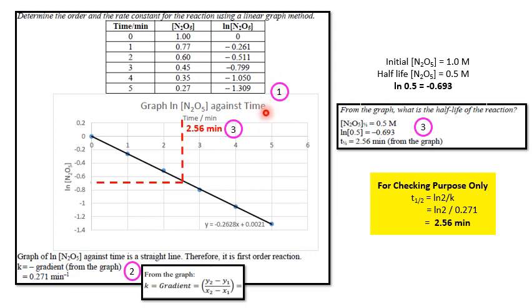Then again you have to plot the graph. As I said before, there are 5 points. First, the title of the graph. Second is the y-axis for ln concentration N2O5, and the x-axis is over here, time per minute. The third point is about the scale. The fourth point, you have to assign the dots according to the ln concentration N2O5. And lastly, you have to connect all the points.